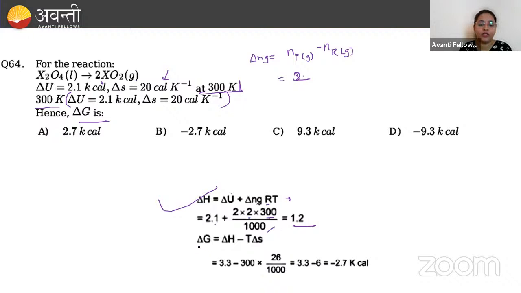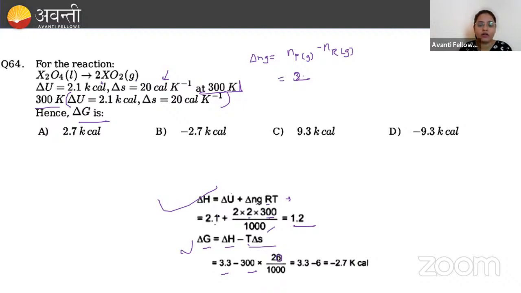Let's move on to the delta G calculation. Delta G is equal to delta H minus T delta S. Put the value of delta H, what is that? 3.3, minus 300, which is the value of T. The value of delta S you can write, see here, it is 20 divided by 1000.